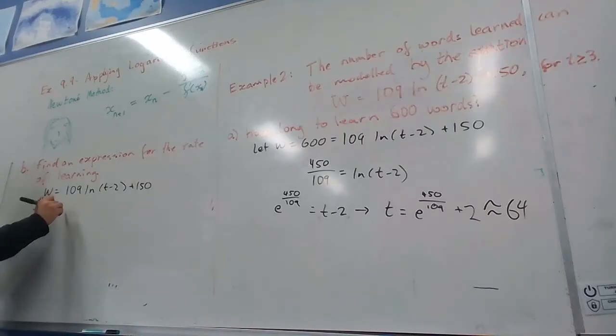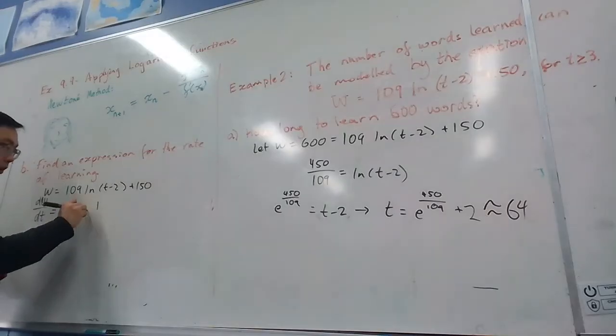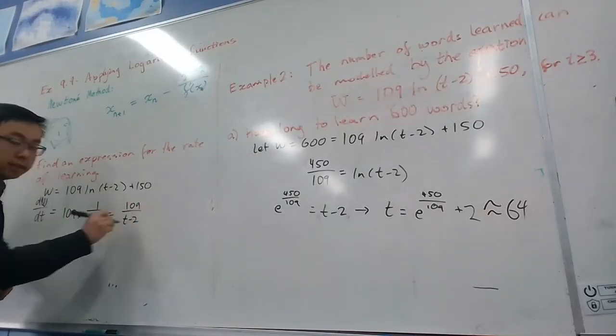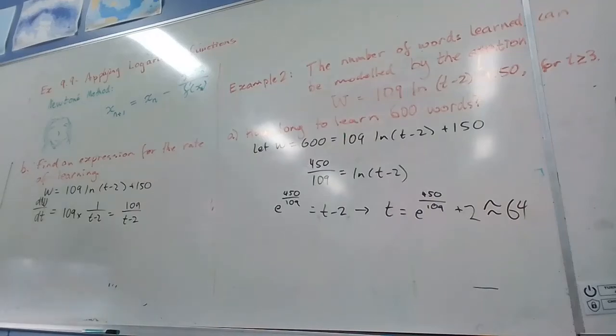Good. Which means it gives us 109 multiplied by 1 over t minus 2, so 109 over t minus 2. It is expected that if you're doing this question, you do not need this step. This is just for me to make this very clear, scaffolded for you. But if you're doing this, whether it's exam 1, exam 2, this should suffice to jump from dW/dt equals to that. That's fine.